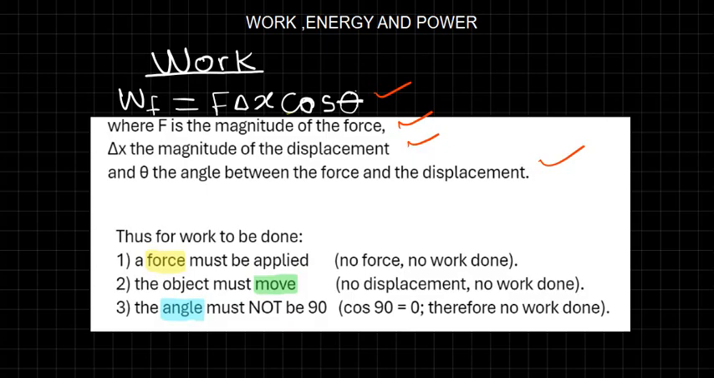Work can be done when there is a force applied. If there is no force applied, there is no work done. When the object moves, so if there is no displacement, there is no work done. And the cos of 90 degrees is equal to 0, therefore when the angle between the applied force and the direction of movement or the displacement is 90 degrees, there will be no work done.